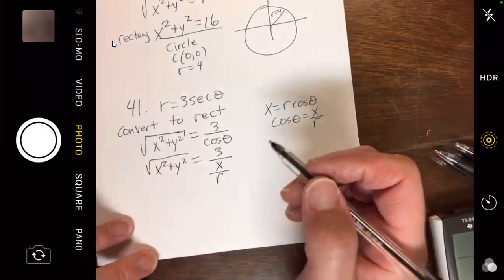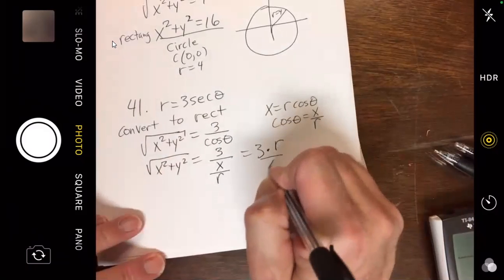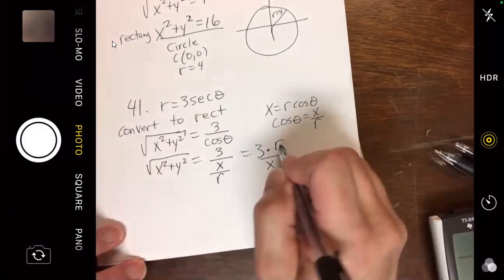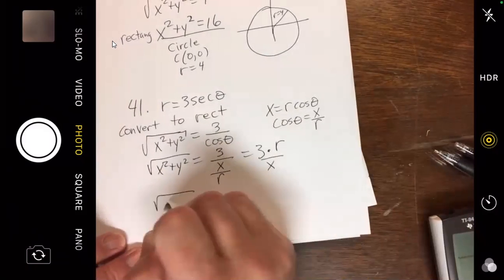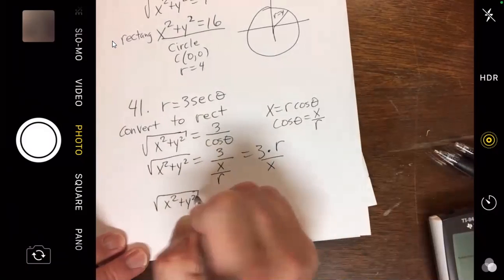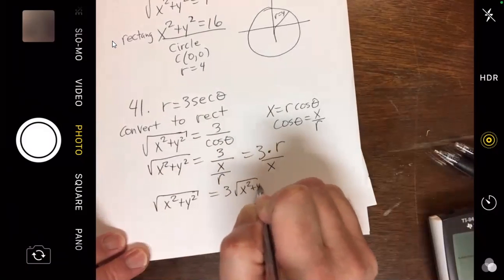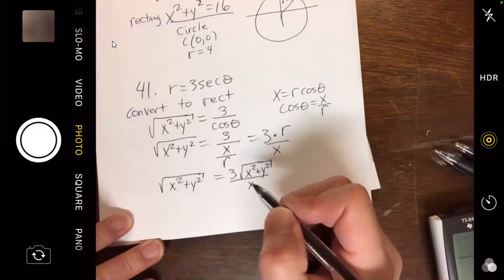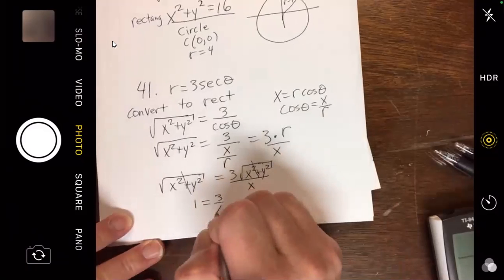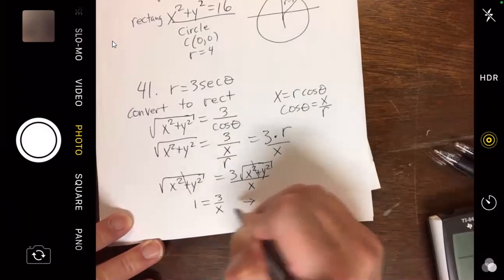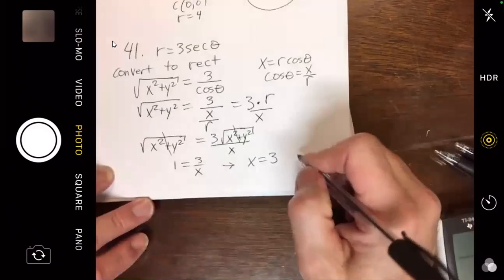And so that's 3 times r over x. And that r was the same as this r. You can see they divide out, but I'll write it out as x squared as well. So x squared plus y squared, 3 square root of x squared plus y squared over x. You can divide both sides by this, leaving 1 equals 3 over x. So you can see, multiply both sides by x, x equals 3. It's a vertical line.